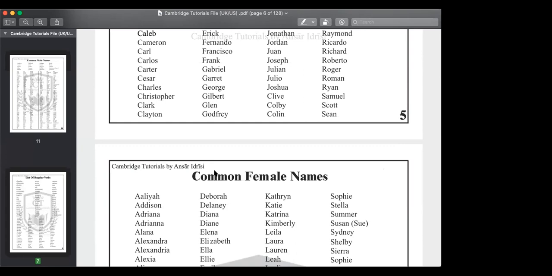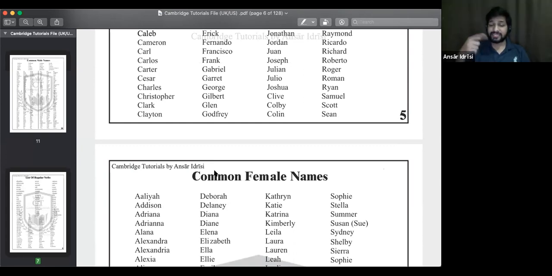If you are hesitating to make sentences with these names, why am I making you do it? Because if you are going to an international company, you are going to have such people over there. So don't say, hey, Cameron, hey, Karam.